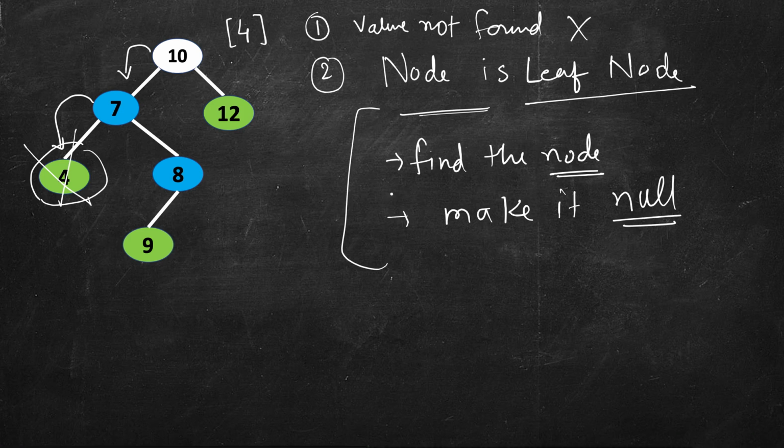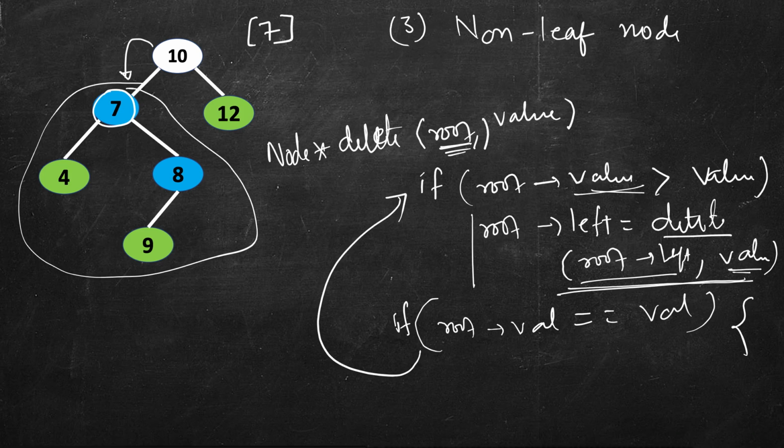So I have not written the code, but that is how we will check. If its left and right are null, simply make it null. But if its left is present or right is present, then we have to do some work. So let's say left is present. In that case, we will find the in order predecessor.